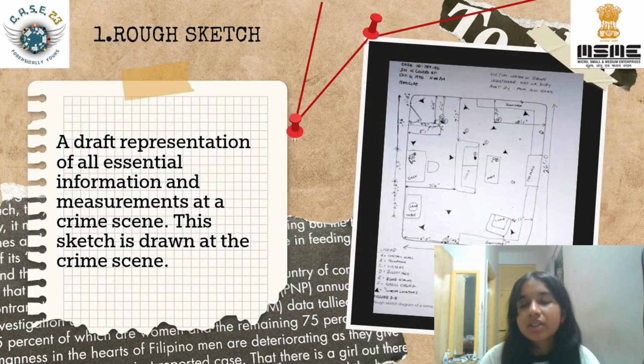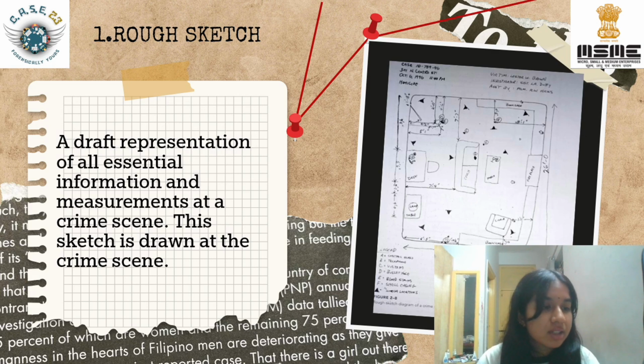Initially, we will start with the rough sketch. The word itself explains what the purpose of it is. Basically, it is a draft or a presentation that involves all the information and measurements at the crime scene. This particular rough sketch is idealized to make a permanent sketch or a final sketch. This sketch is drawn at the crime scene itself.